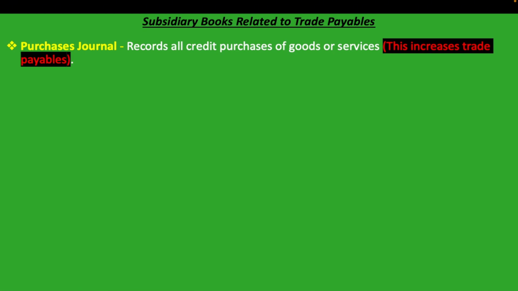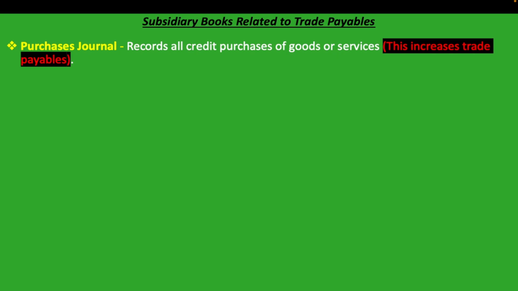And so if I want to know how much I've bought from my suppliers on credit during any specific period, whether it's a month, then I would go to the purchases journal and I'll see what the credit purchases were. We've done a lesson specifically on the purchases journal. You'll find the link to that lesson as well in the description below.